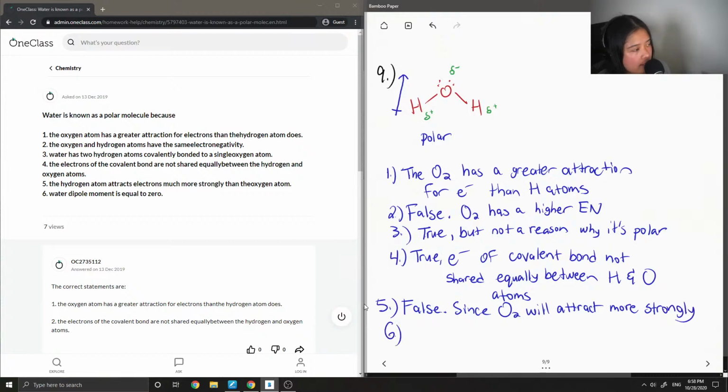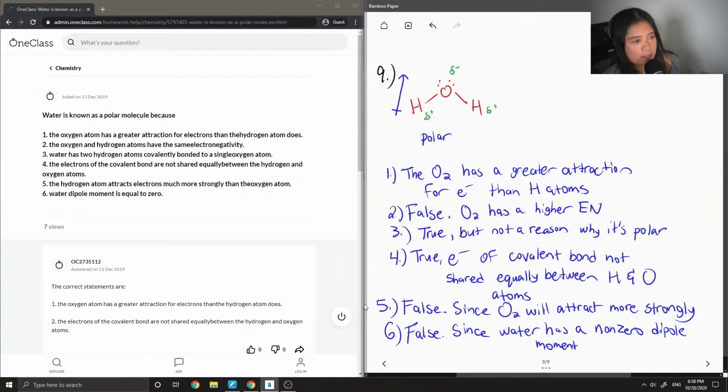And then let's look at the last option. Water dipole moment is equal to 0. So this is also false, since water has a non-zero dipole moment. So dipole moment is kind of similar, but it's the same thing as the arrow that I drew up here. You'll see that it's pointing in the direction of the oxygen.